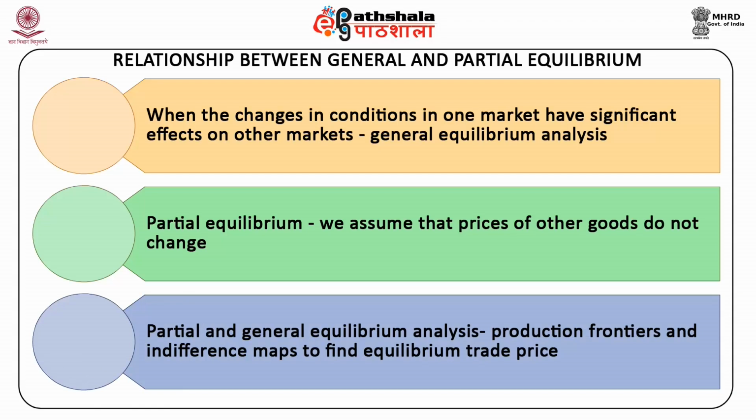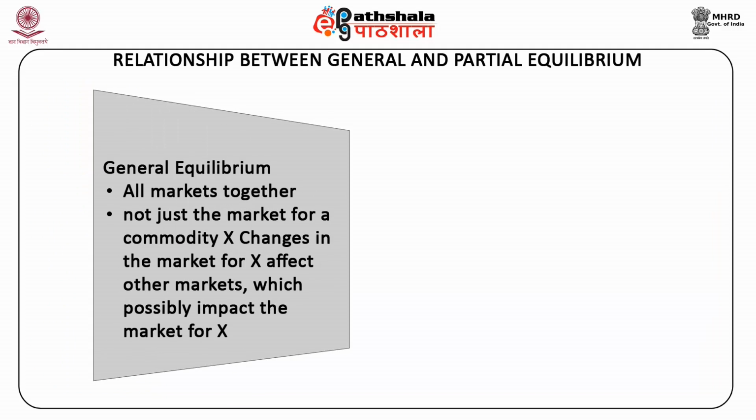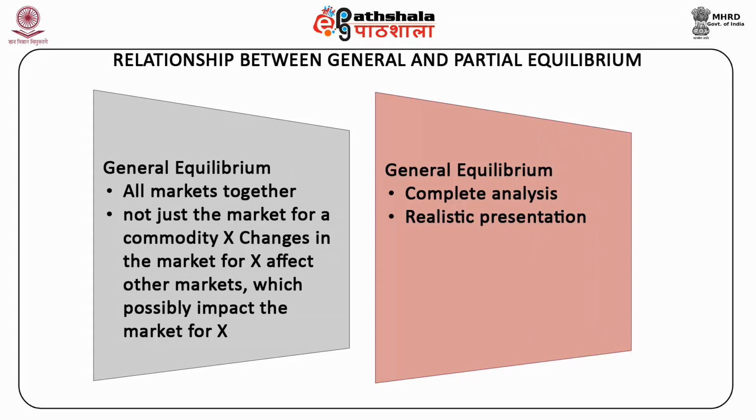Both partial equilibrium and general equilibrium analysis use production frontiers and indifference maps to find equilibrium trade price. General equilibrium analysis considers all markets together, not just the market for a commodity X. Changes in the market for X affect other markets, which possibly impact the market for X. General equilibrium analysis is therefore required for more complete analysis and realistic presentation of international trade.